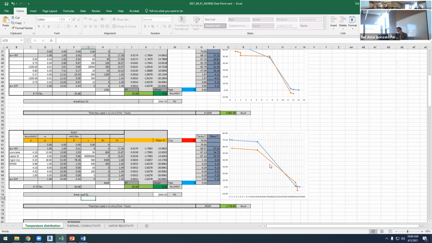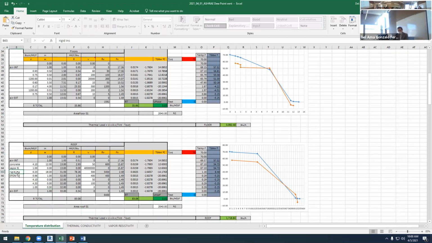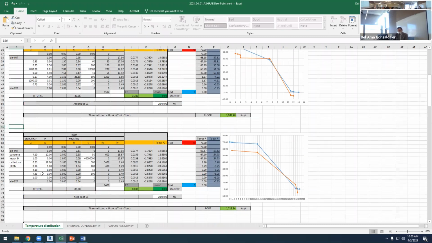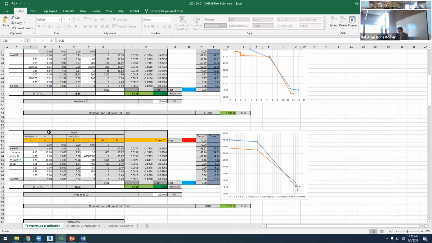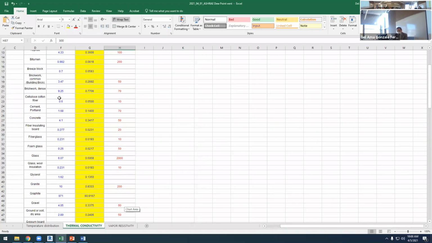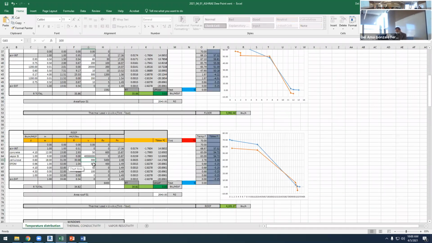And rigid insulation, okay, it works better when it comes to condensation risk. If we used cellulose here, the cellulose is, okay, I have to find out. The thermal conductivity, it was 0.6, and the vapor resistivity of cellulose, it's 10. Okay, so with cellulose, things are always worse.